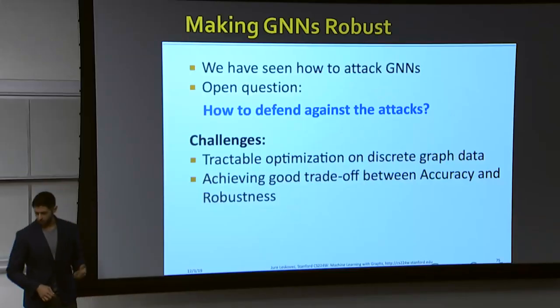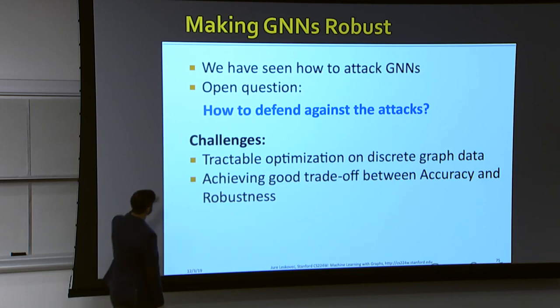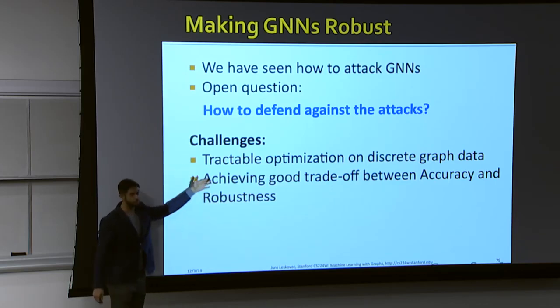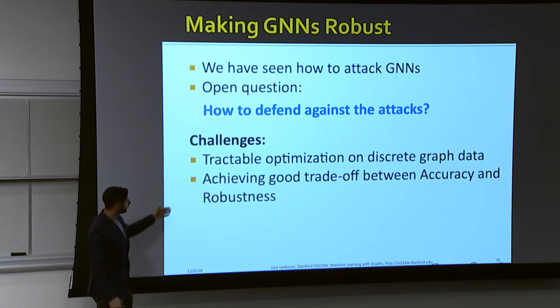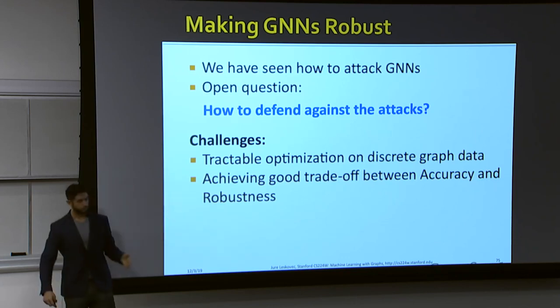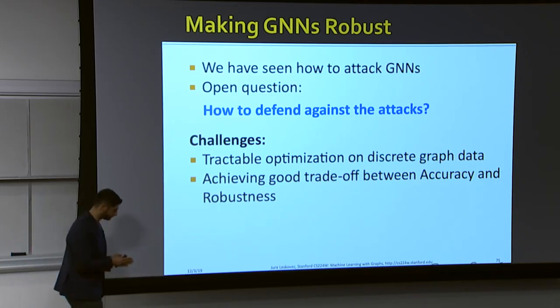And when it comes instead to how to make GNNs more robust, the open question is how do we defend against attacks? One challenge is the one we mentioned before: it's very difficult to find tractable optimization on this discrete graph data. So there is the problem that we mentioned before, the fact that we're always retraining GCNs in that inner loop. At the same time, we also want to achieve a good trade-off between accuracy and robustness. What I mean here is the following.